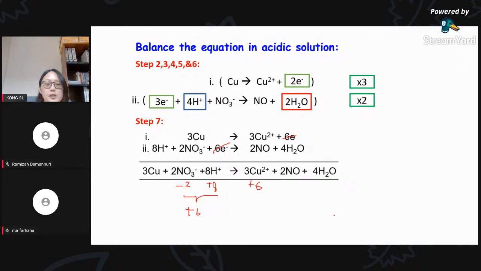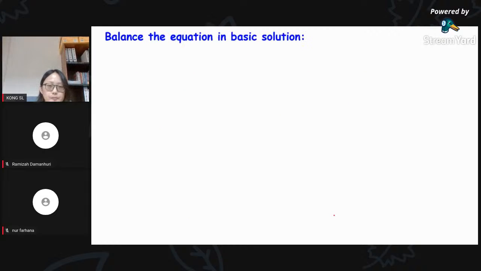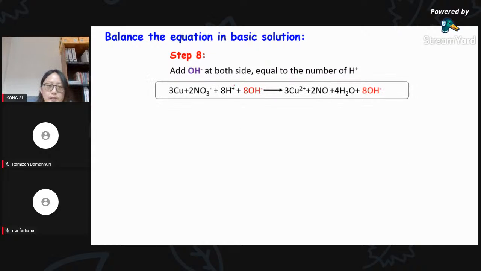Okay, how about balance the equation in acidic medium? Sorry, in basic medium. It's the same. The step 1 until step 8 is exactly the same. But you have to add on 8 hydroxide at both sides, equal to the number of hydrogen. Total there are 8H plus. That's why I add 8 hydroxide at the left hand side and 8 hydroxide at the right hand side. Then you join the hydrogen ion and the hydroxide ion to become 8H2O.